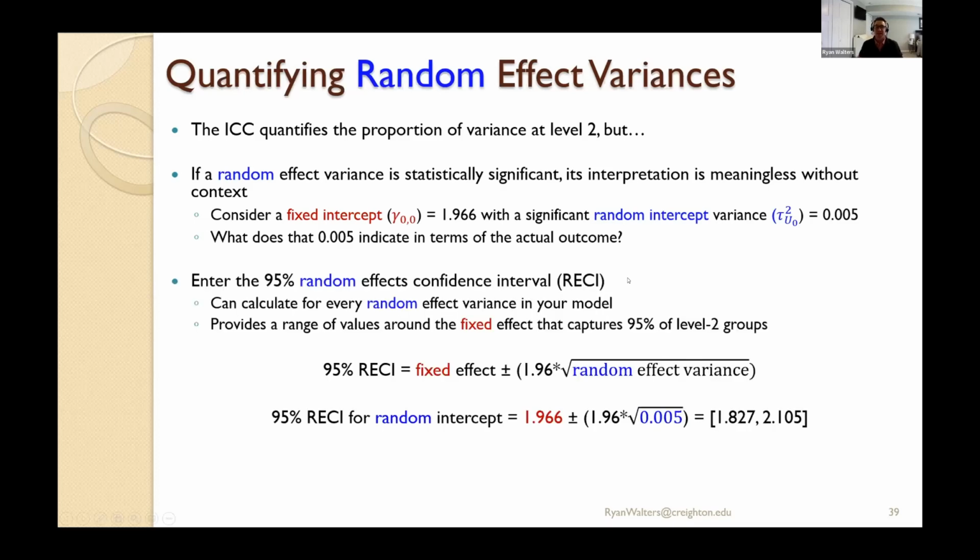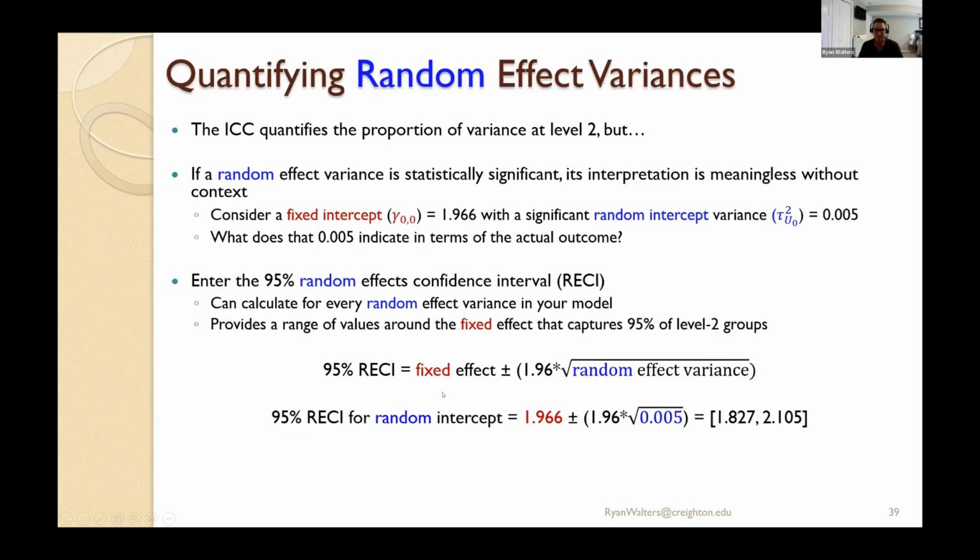The way we quantify that is by using something called a random effects confidence interval. Conceptually similar to the confidence intervals you would have calculated previously, fixed effect plus or minus 1.96 times the standard error. The difference is, this is not based on a sampling distribution. This confidence interval is actually based on your data itself. So the equation looks similar. We're going to take our fixed effect plus or minus 1.96 times the square root of the random effect variance, so the standard deviation of the random effect itself. Okay. Again, not a standard error, a standard deviation.